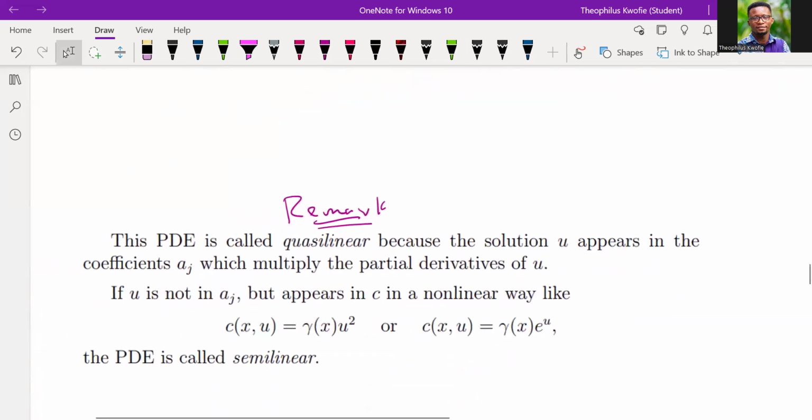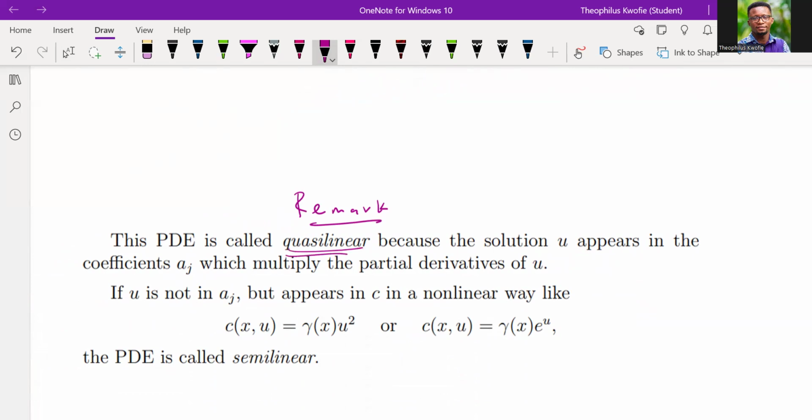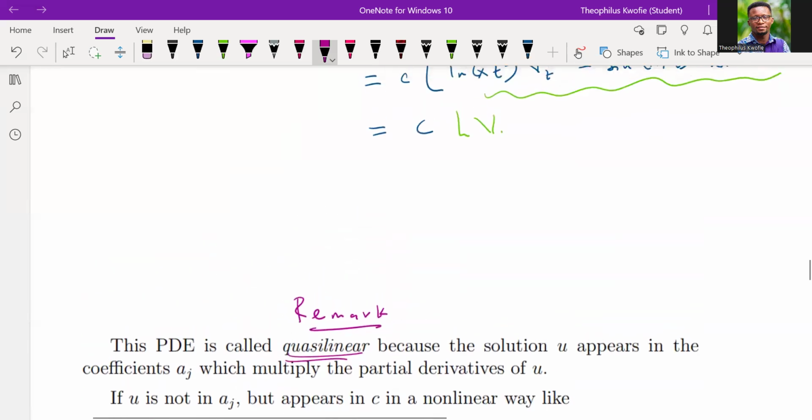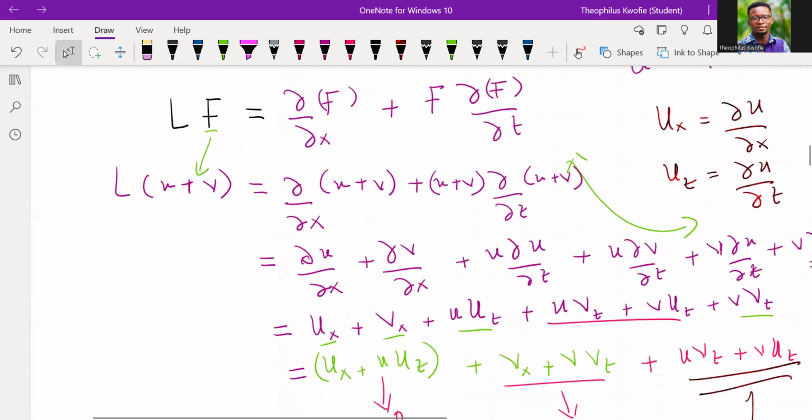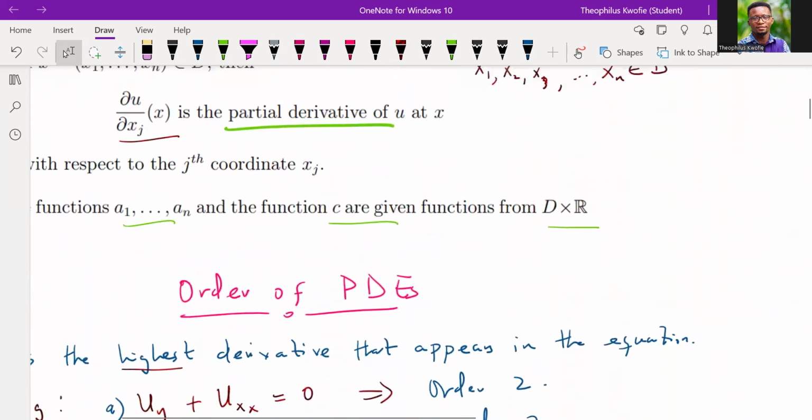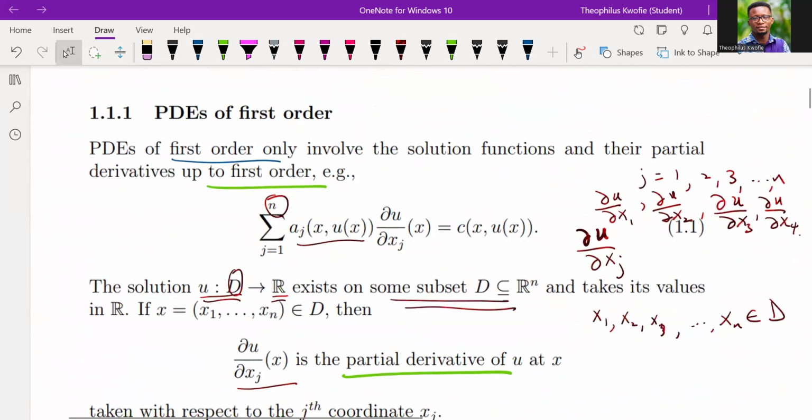Now, I have a few remarks to make. This remark is very, very important because we will be using it to solve problems as well. So I want you to really take your time to understand this particular remark. So it's a remark, so let me write it. This PDE is called quasi-linear. It's called quasi-linear because, now let me bring it back. Let me bring you back to what we've done so far, so that when I'm referring to that, you would really understand.